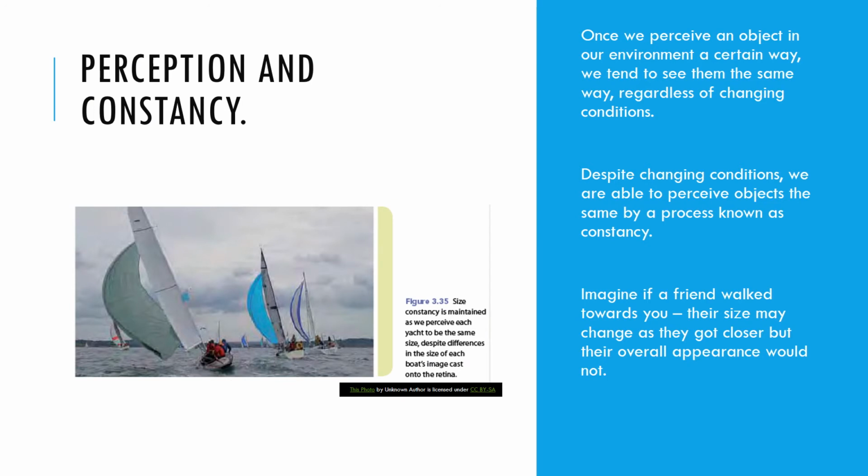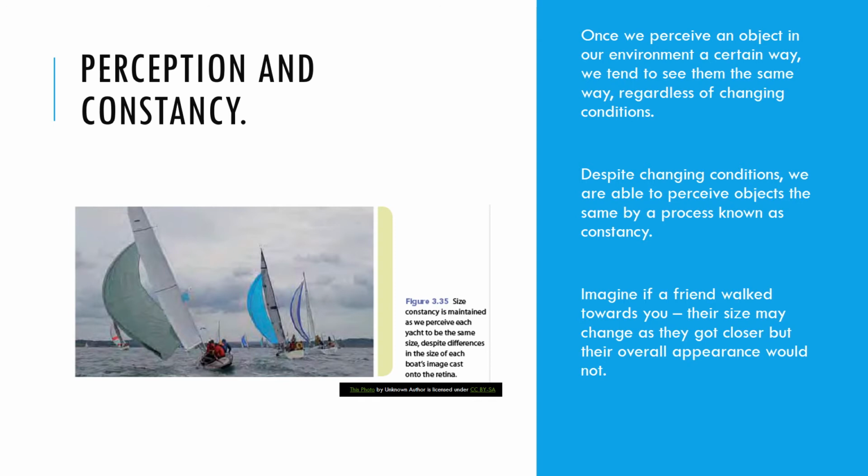Perception and constancy. Once we perceive an object in our environment a certain way, we tend to see that item the same way regardless of changing conditions. For example, we know that snow tends to be white. Whether it's a sunny day or a cloudy day, the snow is white. It doesn't tend to change. We understand snow is typically white, so it doesn't change with changing conditions, whether it's sunny in the morning and cloudy in the afternoon.